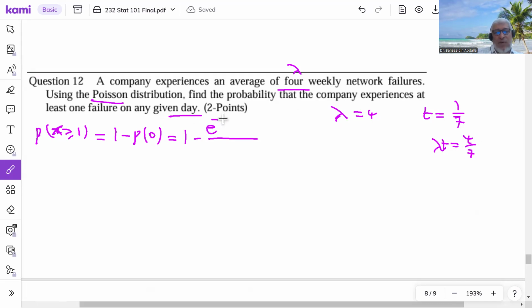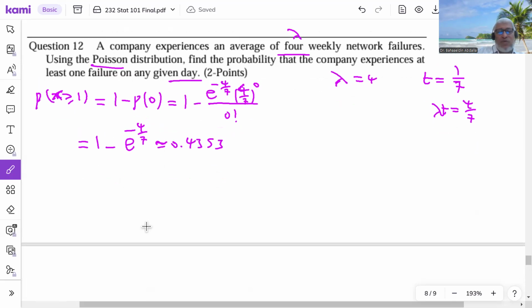So e to the power negative 4/7 times 4/7 to the power 0 over 0 factorial. So it is in fact 1 minus e to the power negative 4/7, because this is 1 and this is 1. So that's the answer. If you want to write it approximately using the calculator, it is 0.4353. This was the last question.